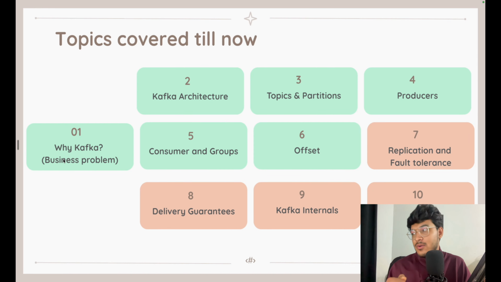In this video, we are going to see Kafka fault tolerance and replication. Till now, we have seen a lot of things: why Kafka, Kafka architecture, topic and partitions, producers, consumer and groups, and offset. It's been a long series till now, so if you want to learn a lot about Kafka, you can watch this series.